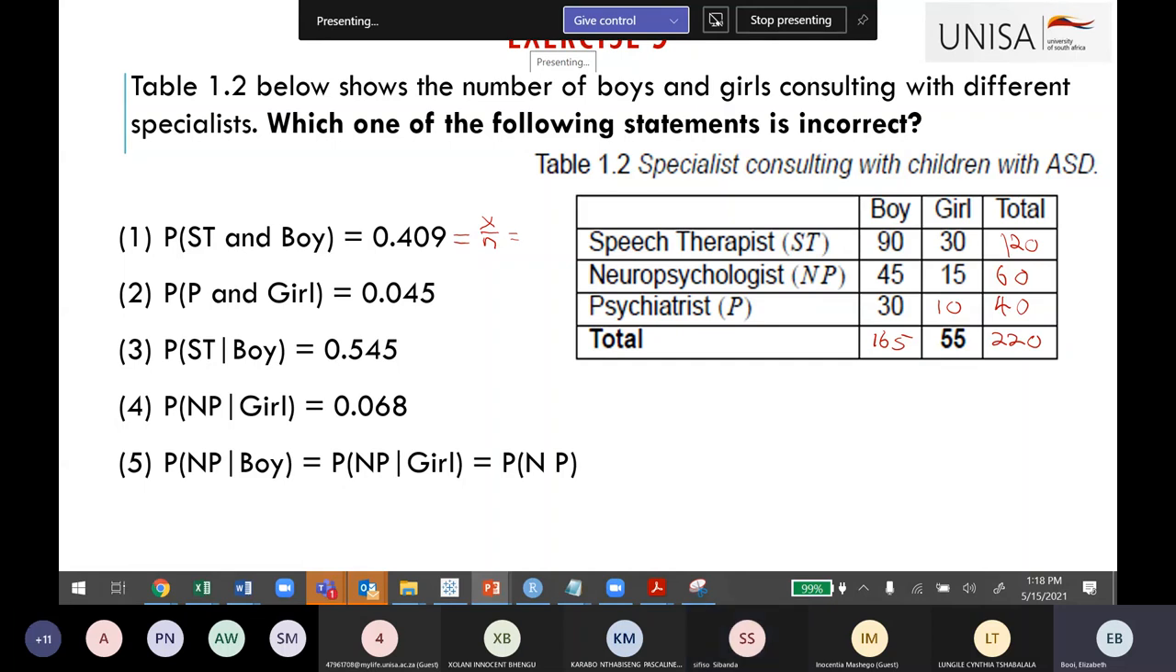Table. Okay, so now let's answer the question. ST and a boy. It's 90 divided by 220. Do we get the same? Yes. Correct. Probability of a girl and a psychiatrist and a girl.